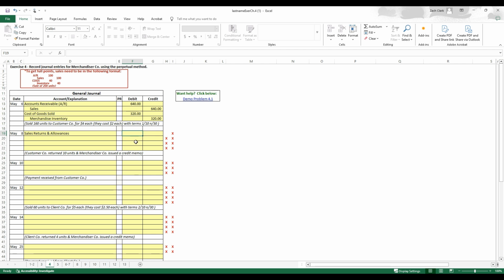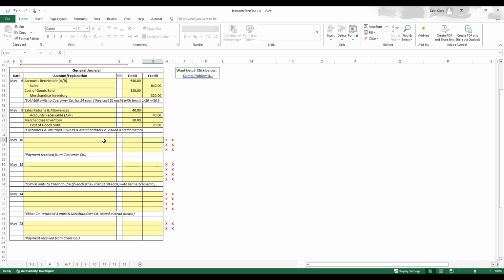Hope that makes sense. So what are they returning? 10 units, and it was $4 each. That's the sales returns part. Accounts receivable is going to reduce because they're not going to pay us for something they returned. For the inventory piece, we can just do an exact reversal of what we did above. In this instance, it was 10 units times $2 per unit for the cost piece. And that is the total entry there.